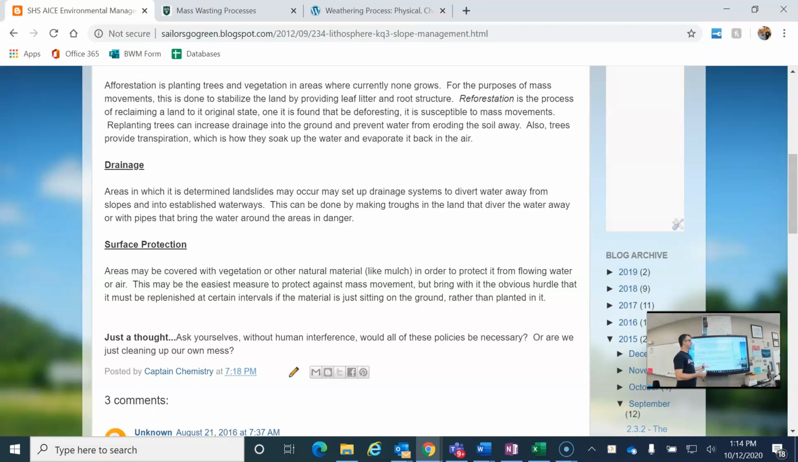But now think about this for a second. Without human interference, would all these policies be necessary, or are we just cleaning up our own mess? So oftentimes in the environment, things that humans change can then lead to these issues. So these are the big issues and the things we have to think about. Are there ways for us to stop using the land in such a way that causes these things from happening? Now, some are going to happen naturally, but a lot of this happens because of human interference.